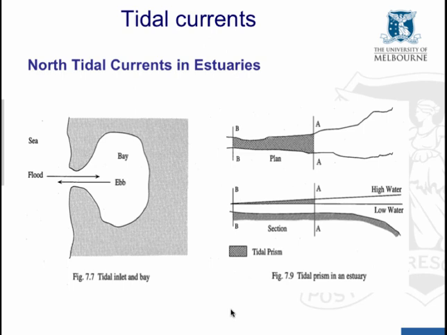So if we consider a bay, then the water flows in and out of the bay. That's called the flood tide as the water moves into the bay, and the ebb tide as the water moves back out of the bay. And we have high tide slack water at the change between the flood and the ebb, and we have low tide slack water between the ebb and the flood.